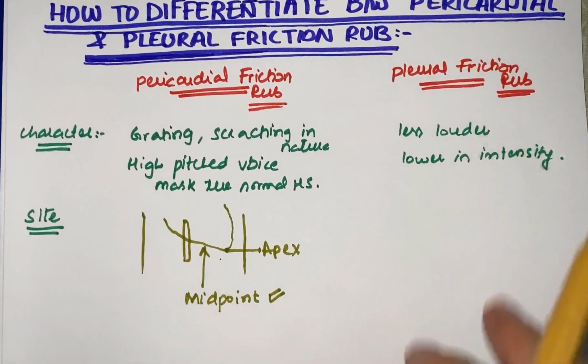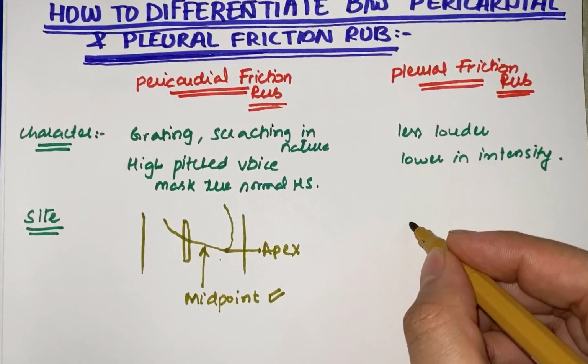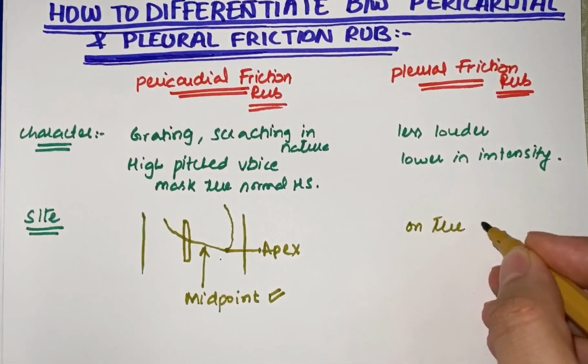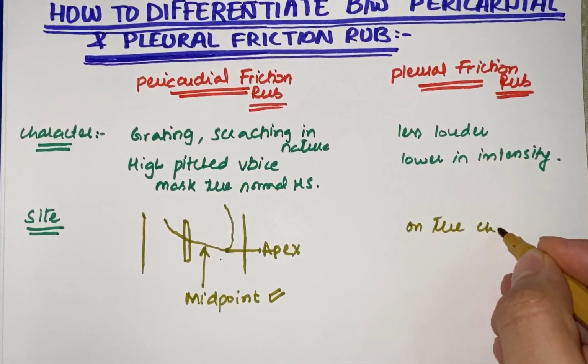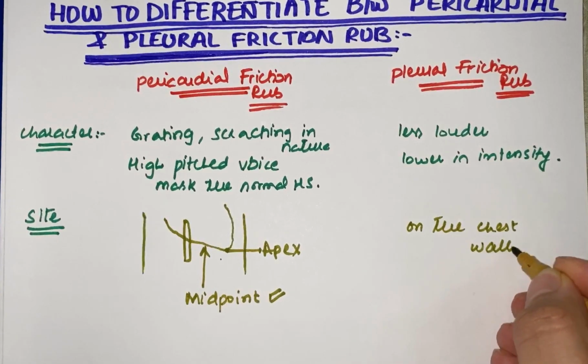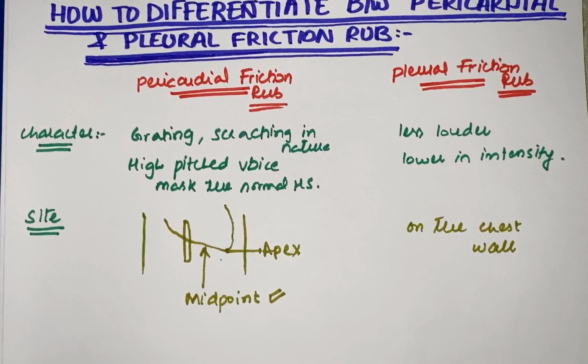The pleural friction rub is heard on the chest wall. It can be heard anywhere on both sides of the chest wall.